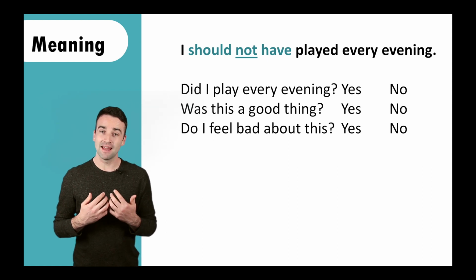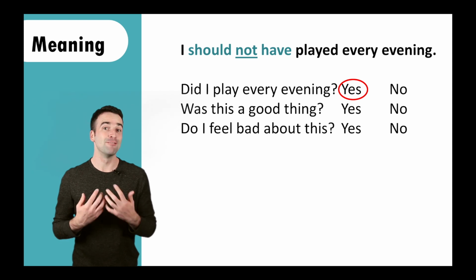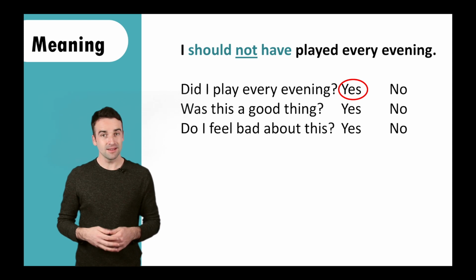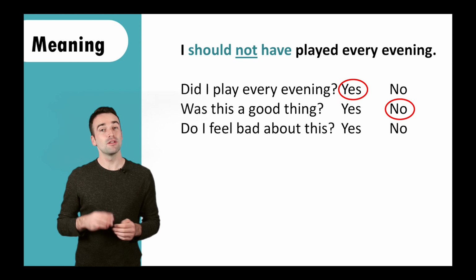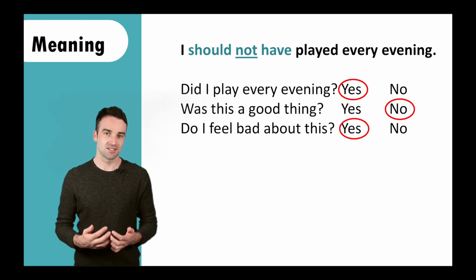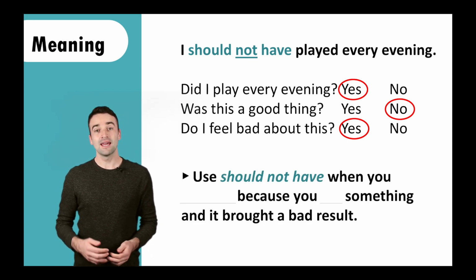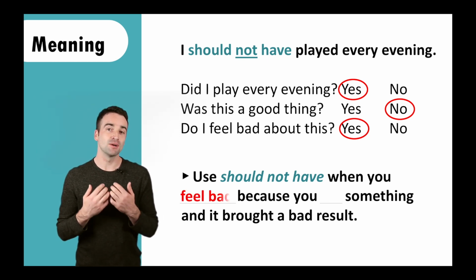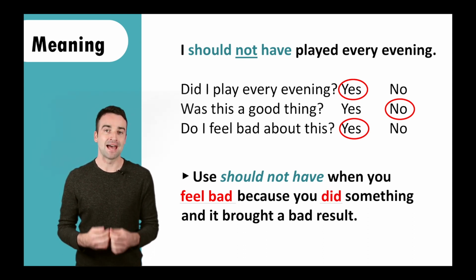So, did I play every evening? Yes, I did. I played every evening. Number 2, was this a good thing? No, it wasn't. And number 3, do I feel bad about this? Yes, I do feel bad about this. So, like this, you can use should not have when you feel bad about something that you did do and it brought a bad result.